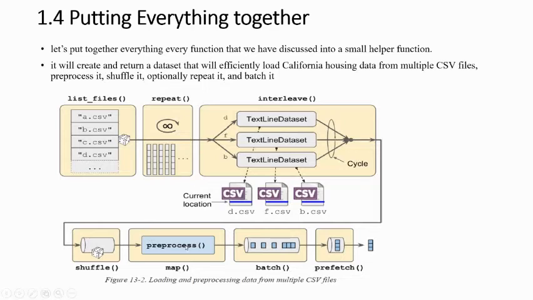After applying the preprocessing, we are going to apply the batch method. So we are distributing it in the form of batches, and then the last method that we are going to apply is the prefetch. So let's write the function with all these methods together.